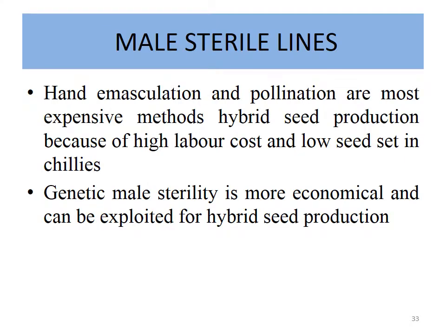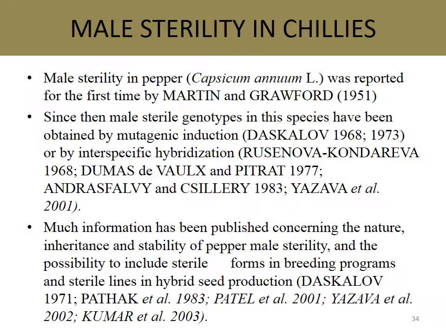Male sterile lines. Hand emasculation and pollination are the most expensive methods in hybrid seed production because of high labor cost and low seed set. Genetic male sterility is the most commercial and exploited for hybrid seed production. This I already explained in the previous slides, but again I will tell you about this.